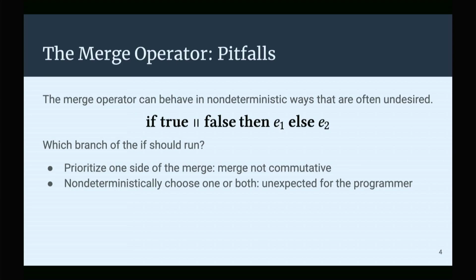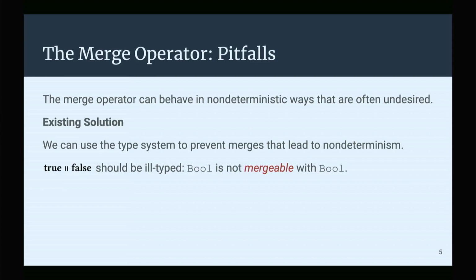Another thing you might do is non-deterministically pick one of the arguments of the merge operator in this situation. But we want to keep our languages deterministic because non-determinism can also be hard to reason about for the programmer. So there's existing work here that uses the type system to give us the power of the merge operator, but keep our language deterministic. The idea here is that we have a relation in the type system called mergeability, and it tells us which types can be merged with which other types. In this case, true and false would not be allowed to be merged because Boolean is not mergeable with Boolean.